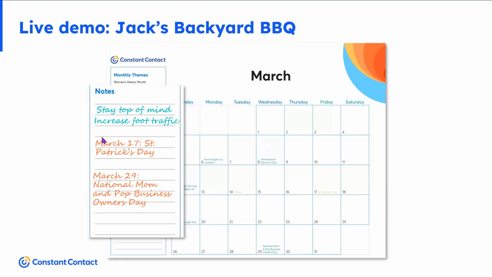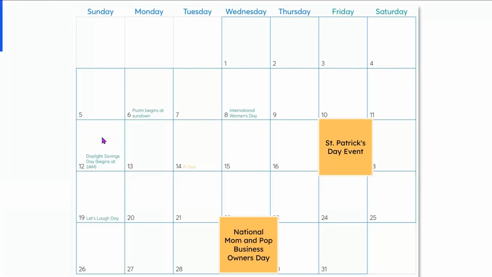And in order to stay top of mind, they've also decided to take advantage of National Mom and Pop Business Owners Day on the 29th to send out an email about the owners of the restaurant and tell their story. This is a great way to get their name back out there after the event without overwhelming their audience with more promotional content. Now that the dates are identified, they can plot the emails on their calendar.